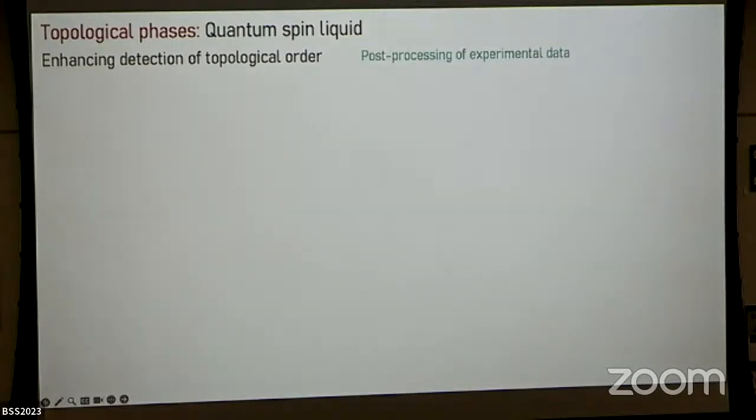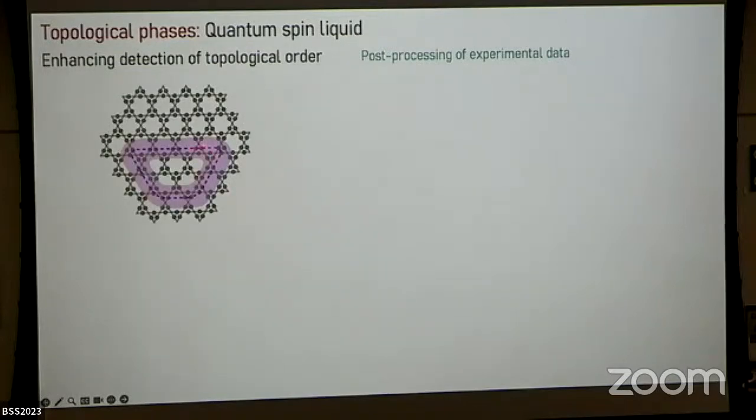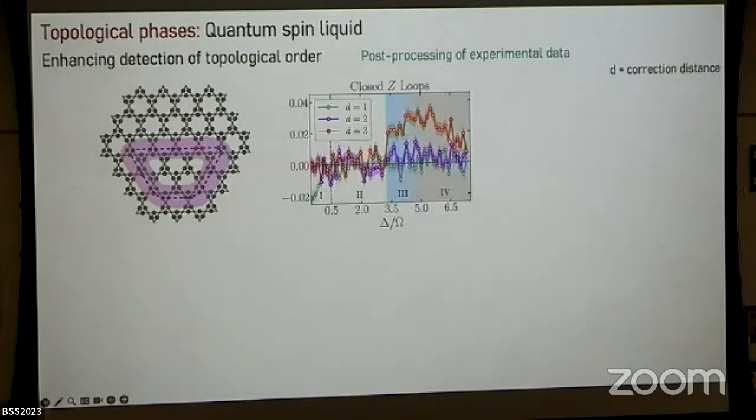In principle, you could do this in the experiment if you were able to do mid-circuit readout and feedback, which we cannot yet. So here we just did a simple post-processing using this technique on the experimental data. Let's say we want to measure this big loop. In the experiment here, we basically see nothing. We just see 0. But if we apply this error correction technique, then for an error correction distance of 3, we do recover a signal for the Z loop.